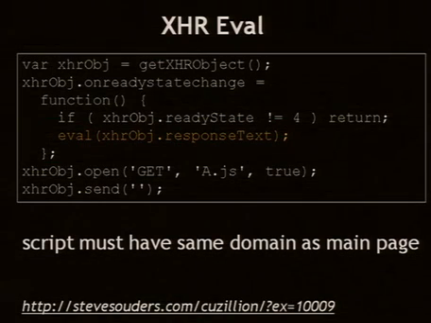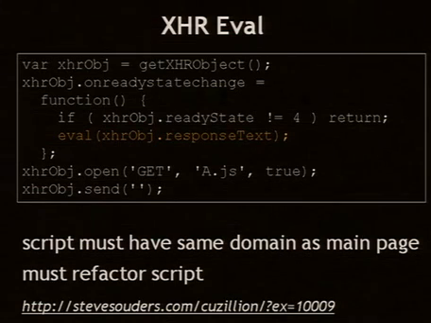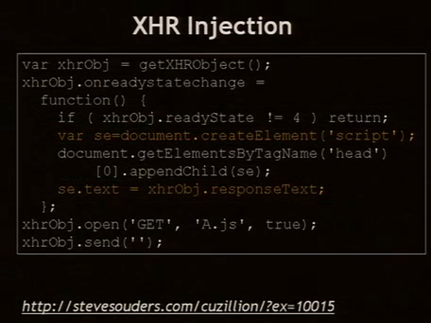The one limitation is the script that you want to download has to be on the same domain. XHR only works that way. And you have to change your .js file a little bit. Instead of just all the functions and structured programming layout, you have to make it all one string that can be evaled. XHR injection is a similar technique, except instead of doing eval, which has some drawbacks, performance and security.